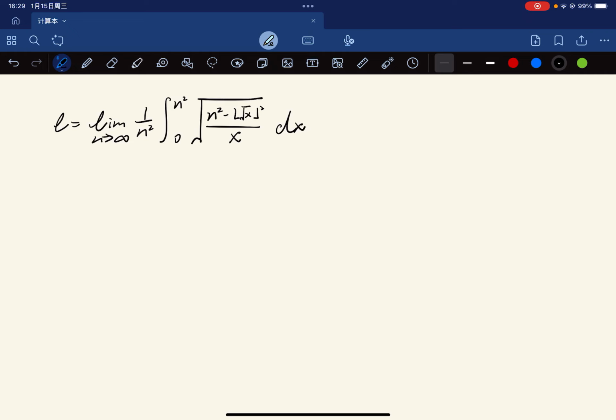My name is Eric. So today we are about to talk about this integral, which is related to Riemann sum as well as the floor function. So let's look at the integral first.